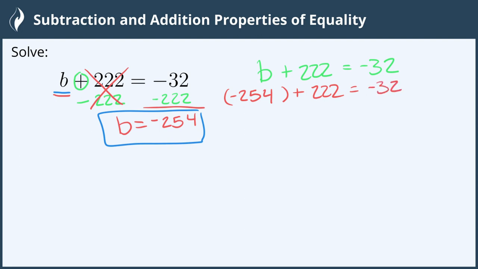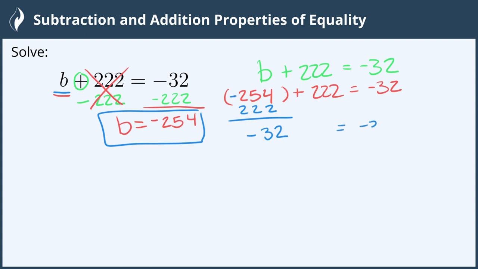On the left-hand side, negative 254 plus 222, we have two signs, one negative, one positive. This means that I need to subtract. So I'm going to put the smaller number underneath and subtract, and then we'll keep the sign of the larger number. 4 minus 2 is 2, 5 minus 2 is 3, 2 minus 2 is 0, and the larger number is negative, so this will be negative 32.